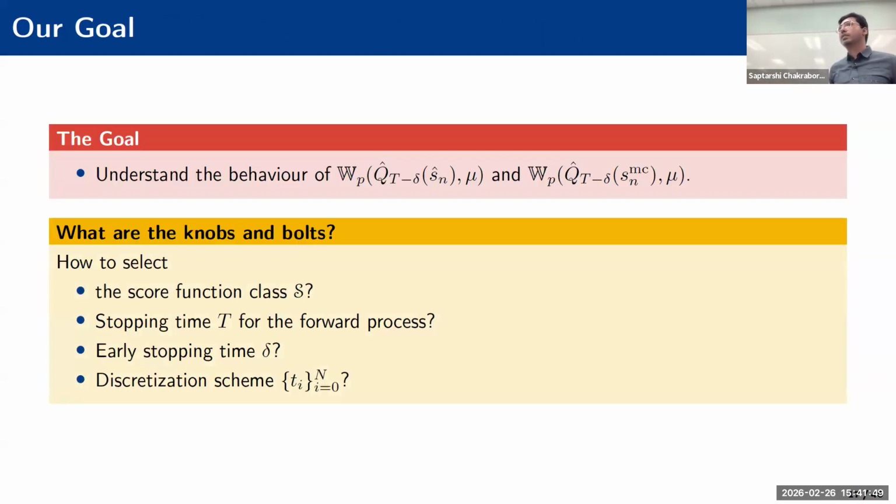Is beta T sequence also something you want to choose? So we fix beta T, but there are some assumptions on beta T that it should be upper bounded and lower bounded. I think in practice, people just use beta T equals 1.